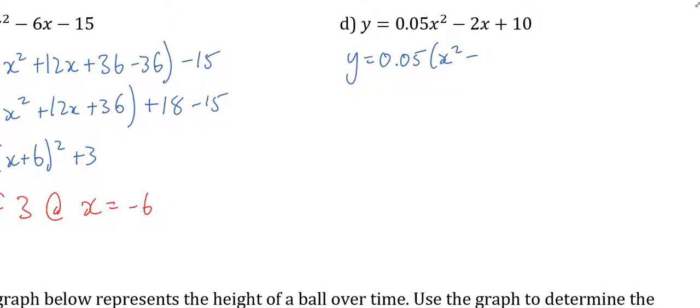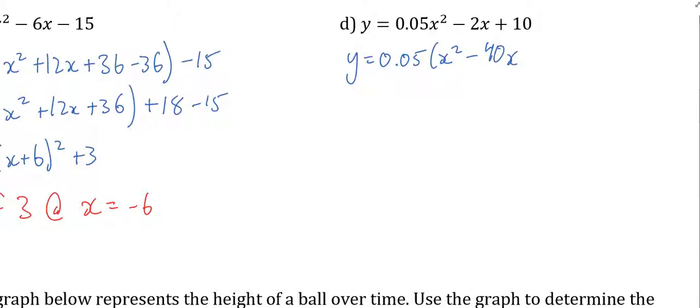Okay, so what's the number that I need? So I do this. Hold on. Let me get caught up here a little bit. So I do this. I take the 0.05 out, bracket, x squared. What's the number that I get inside? 40. Did anybody else get 40? So negative 40, very good.